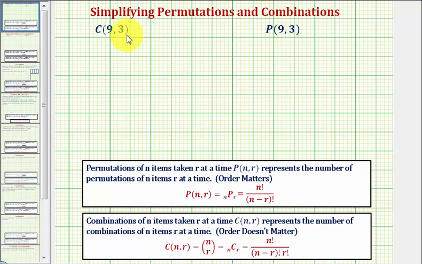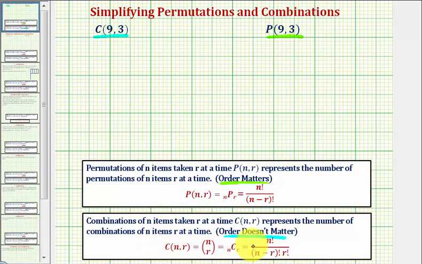In this problem, we're given a combination and a permutation and asked to simplify. We have our definitions below. Remember, when we have a combination, the order does not matter, and when we have a permutation, the order does matter. Because in both cases here, we're starting with 9 items and taking 3 at a time, we should recognize that the number of permutations would be more than the number of combinations, because for a permutation, the order matters, and for the combination, the order doesn't matter.